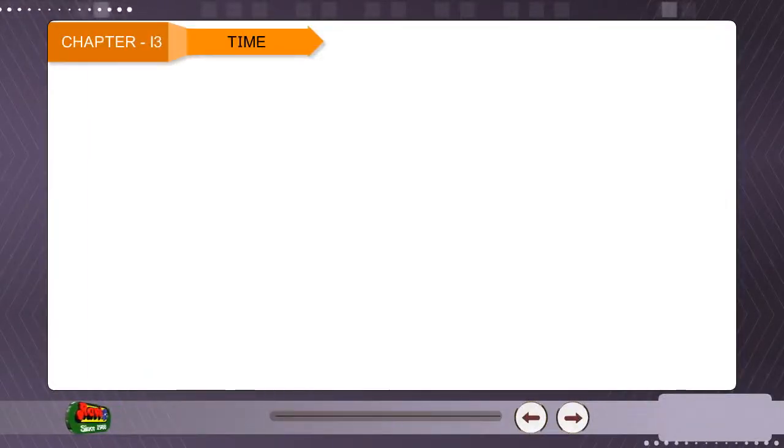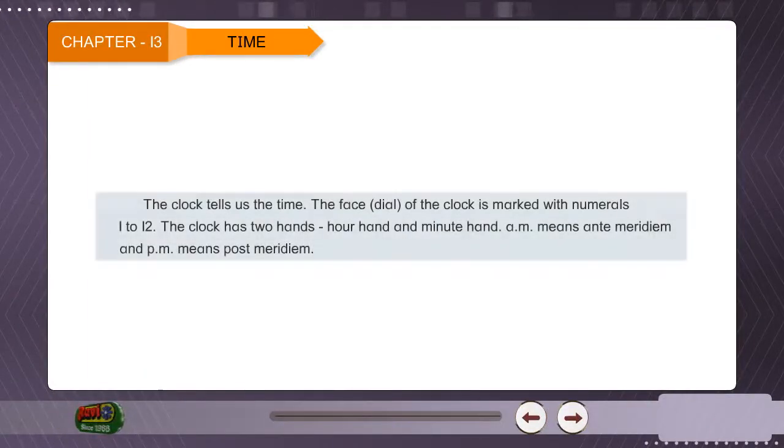Chapter 13. Time. The clock tells us the time. The face, dial, of the clock is marked with numerals 1 to 12. The clock has two hands, hour hand and minute hand. AM means ante-meridiem and PM means post-meridiem.